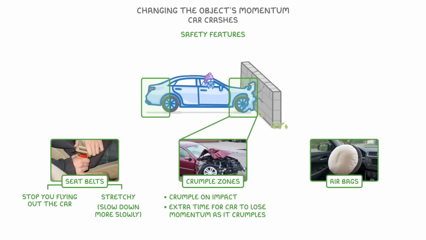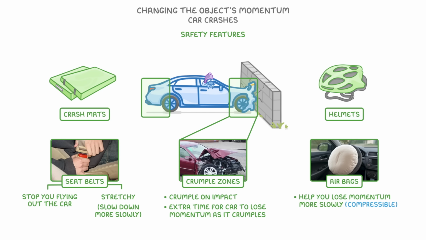And finally, airbags also act to help you lose momentum more slowly. This is because they're compressible like a pillow, unlike the hard dashboard or steering wheel that you might hit otherwise. Lots of other safety systems work in a similar way, for example, helmets or crash mats. The key thing to remember is that all of these increase the time it takes for the momentum to be lost, which results in a lower force acting on the person, and so reduces the risk of harm.